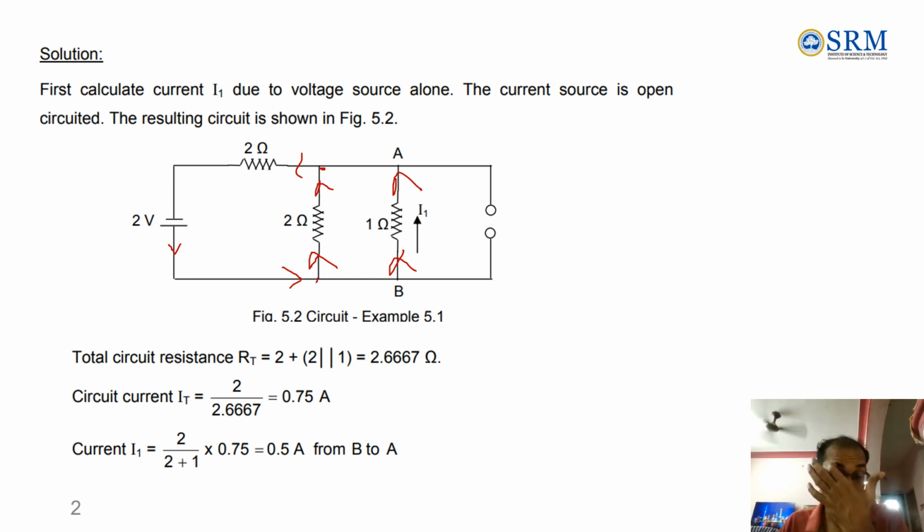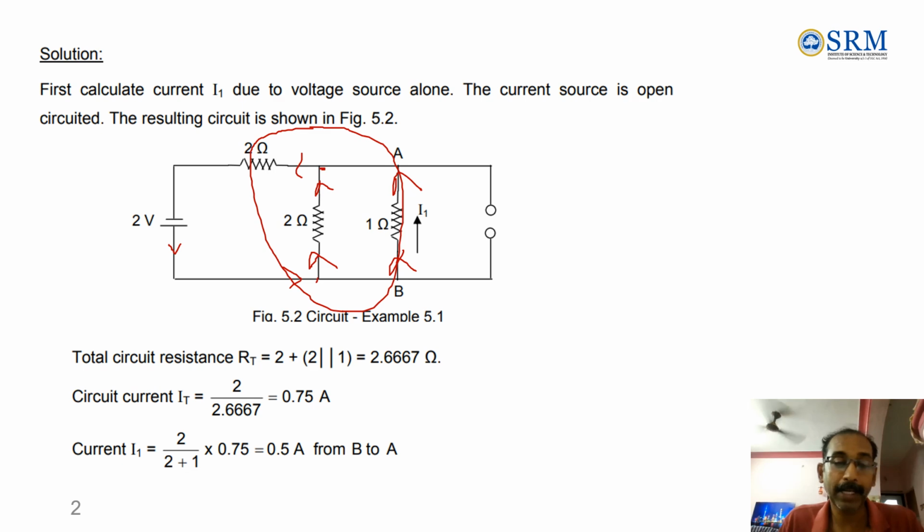Fine. Now, what is the current in the 1 ohm branch when this 2 volt is applied? It is a very simple circuit. You can calculate the net resistance, and this voltage divided by the resistance will be the current delivered by the source. Using the current division rule, you can easily calculate the current flowing through the 1 ohm resistance. The total resistance is 2 parallel with 1, these two. So 2 parallel with 1 is nothing but 2 by 3, plus 2 ohm. So it is 2.667 ohm.